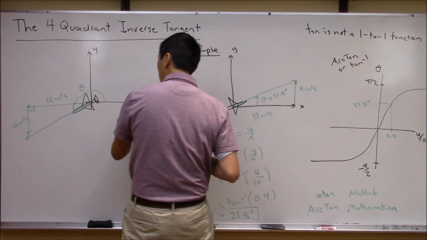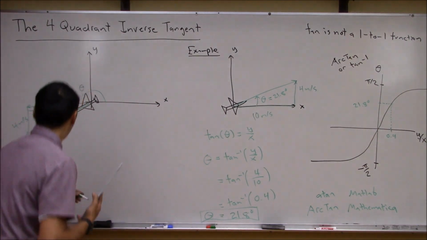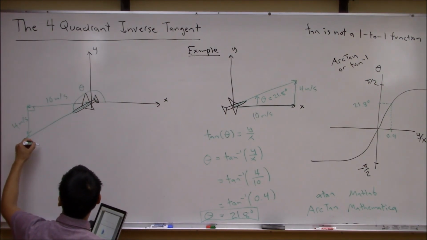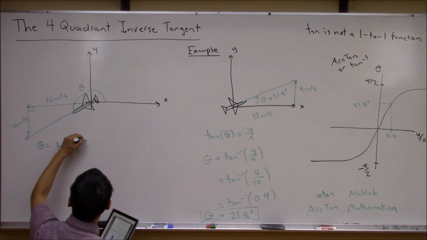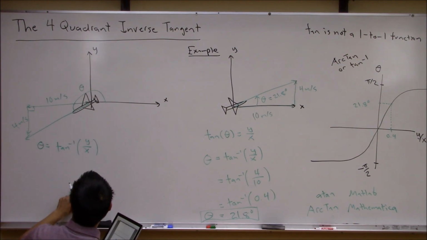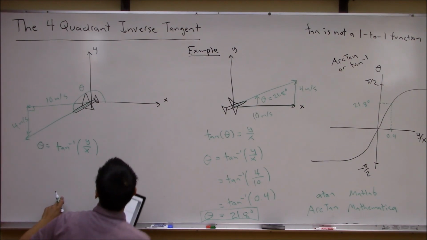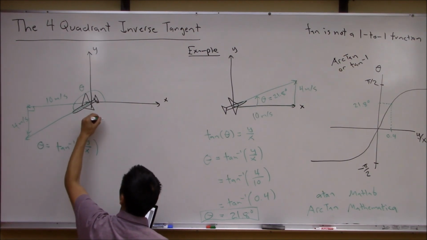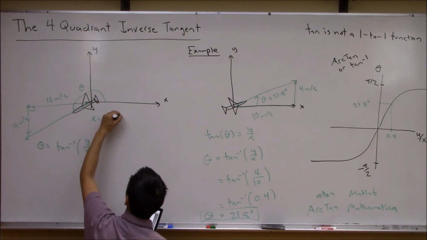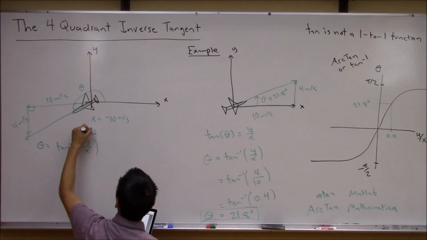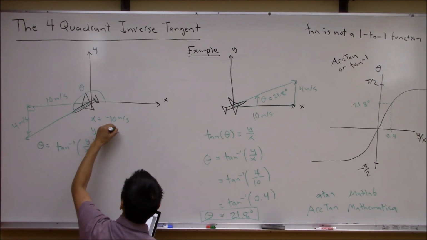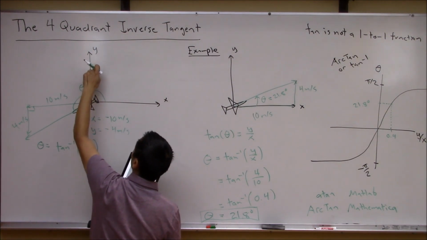So the issue now is we would do the same thing, right? You would say, okay, this angle theta is tan inverse of y over x. So what are the x and y in this case? In this case, x is actually what? It's negative 10 meters per second, because it's in the opposite direction of this x. Y here is minus 4 meters per second. Exactly the same thing, it's in the other direction.